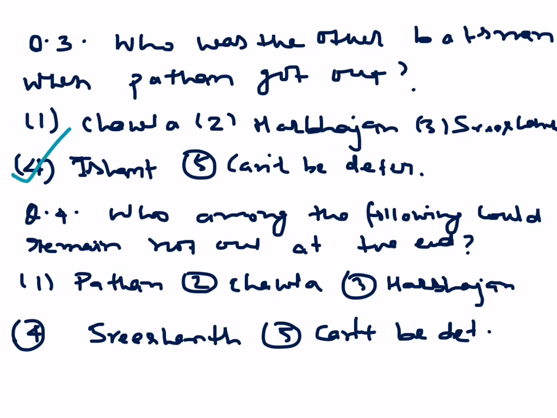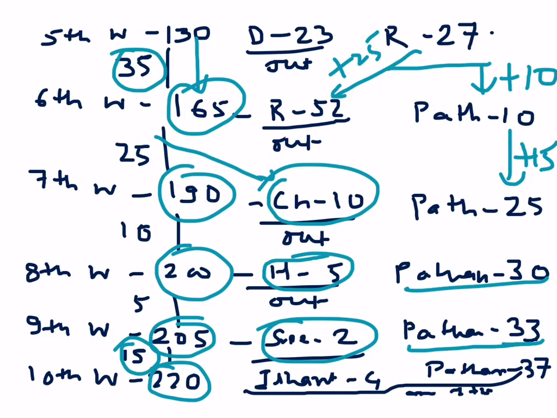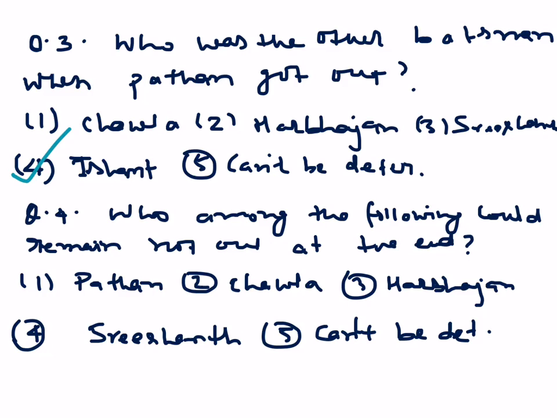Who among the following could remain not out at the end? So I know that only Pathan and Ishant are there at the end. So who among the following could remain? I have options as Pathan and Ishant. So only Pathan is given in the options. So Pathan remains not out at the end.